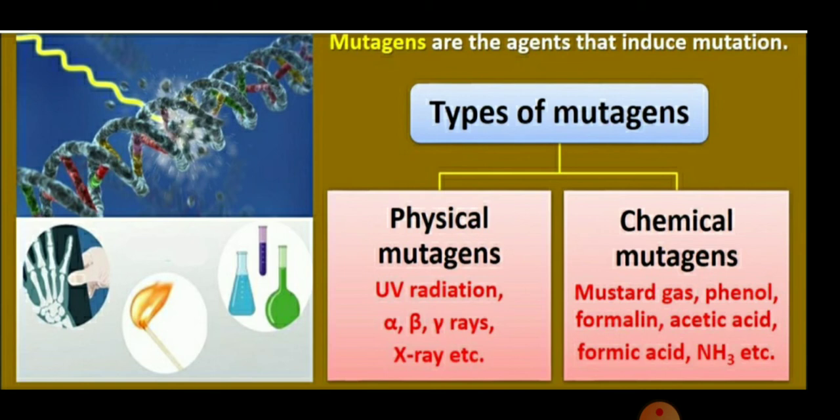So children, basically the mutagens are the agents that induce the mutation, and there are basically two types of mutagens. The first is the physical mutagens and the second is the chemical mutagens. The physical mutagens, for example, UV radiation, alpha, beta, gamma, X-rays, all are physical mutagens. And the chemical mutagens are mustard gas, phenol, formalin, acetic acid, ammonia, formic acid, etc.